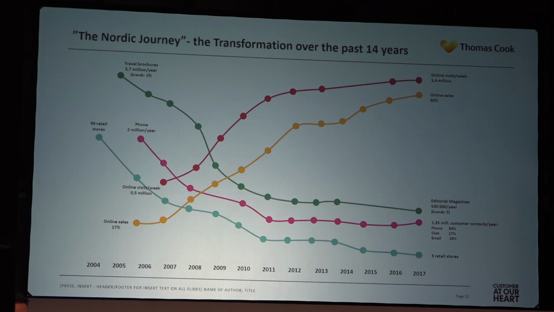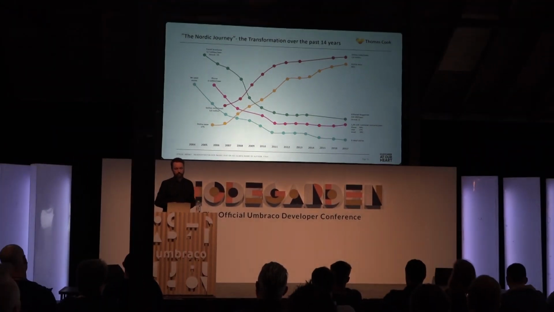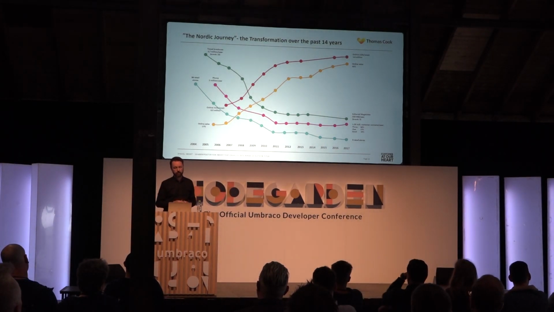And now this chart goes to 2017, and then we actually had 3 retail stores. Now it's 2019, and we have 0 retail stores. So basically all of what we are selling, we are selling online. We can also see that the online sales has gone from 17% up to 80%. And when I started in Thomas Cook in 1997, we actually had 0 online sales. So it's been kind of a digital transformation.